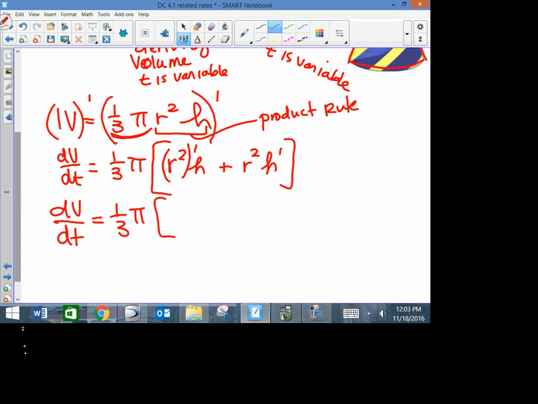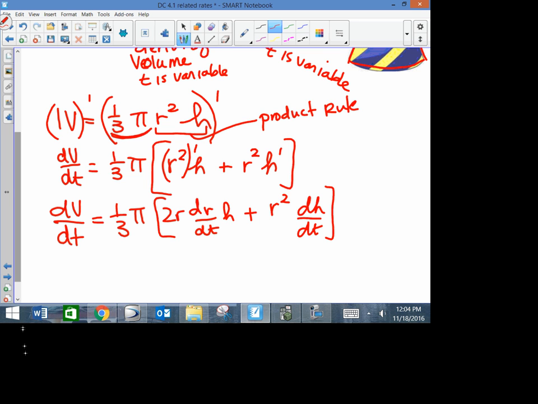What's the derivative of r squared if we weren't talking about implicit differentiation? 2r. So what do we have to add on to that? We'll multiply on dr/dt. dt is going to be the bottom every time. Yep. h plus r squared times dt.